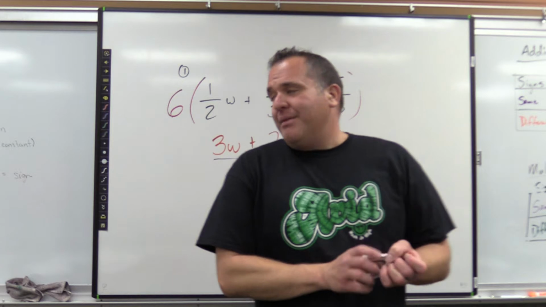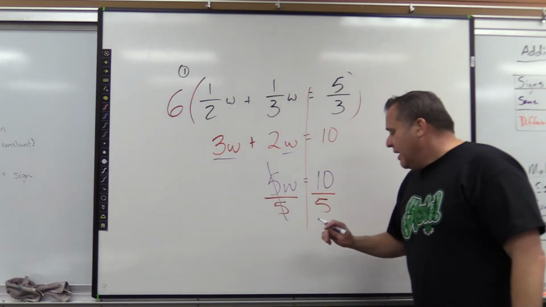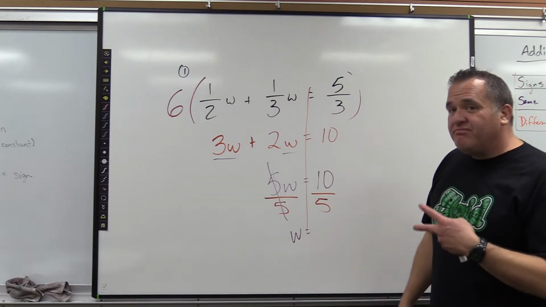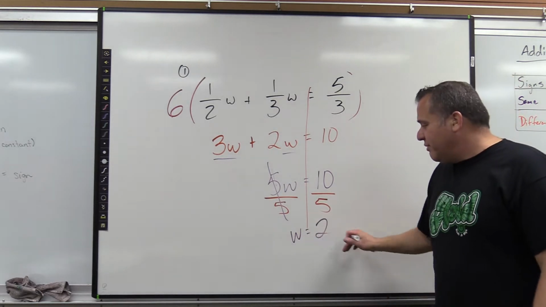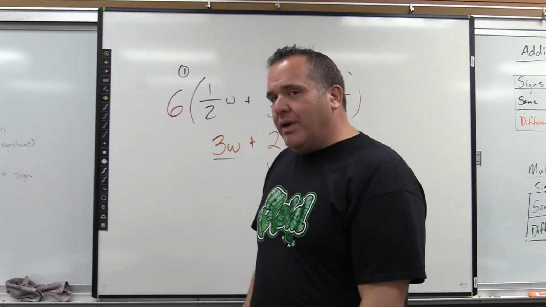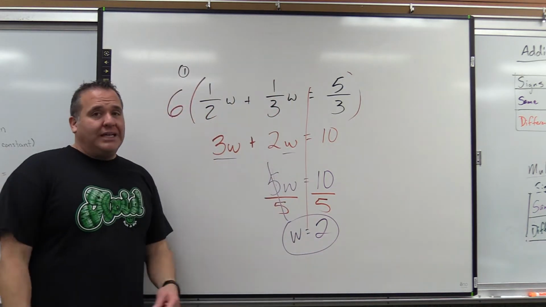Now, 5 divided by 5, oh, that's 1. So those will cancel, leaving me W is equal to, and 10 divided by 5, 2. So I put a 2 here. So W is going to equal 2. And that right there, folks, that's our answer. Okay? And that's it. That's how we clear the equation of fractions.